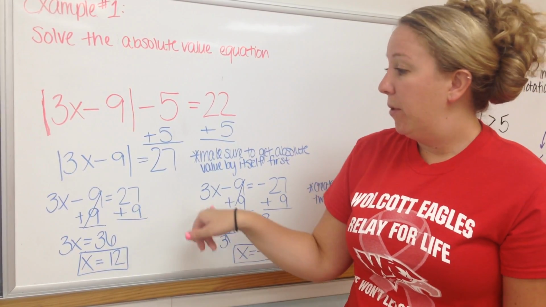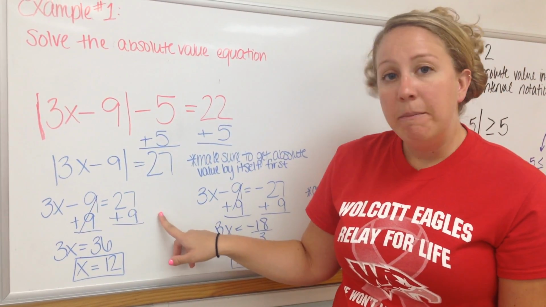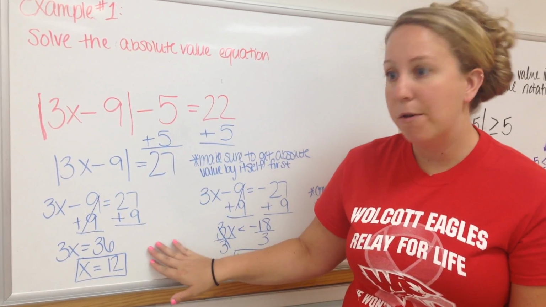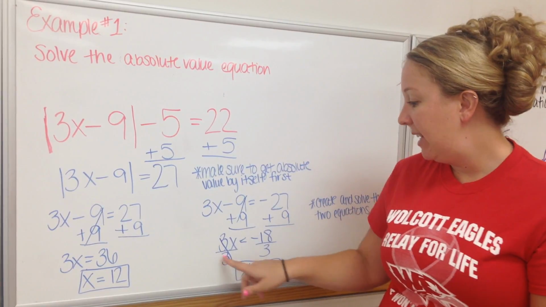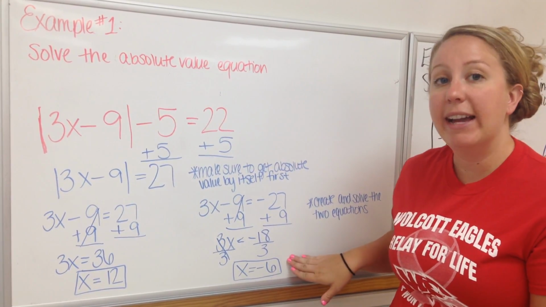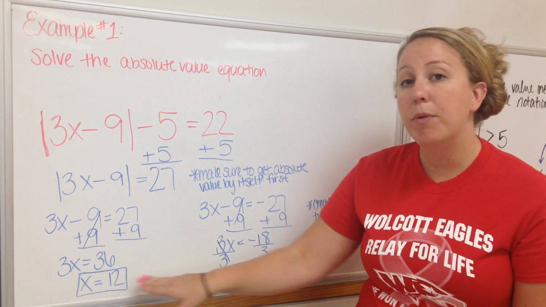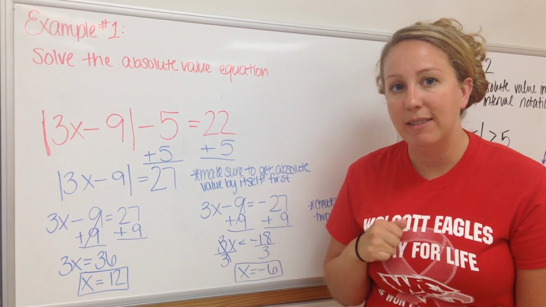Then I'm going to solve both of these equations. So I add 9 and divide by 3. Over here I get x is equal to 12. Here I add 9 and divide by 3, and I get x is equal to negative 6. Both of these are your answers for x.